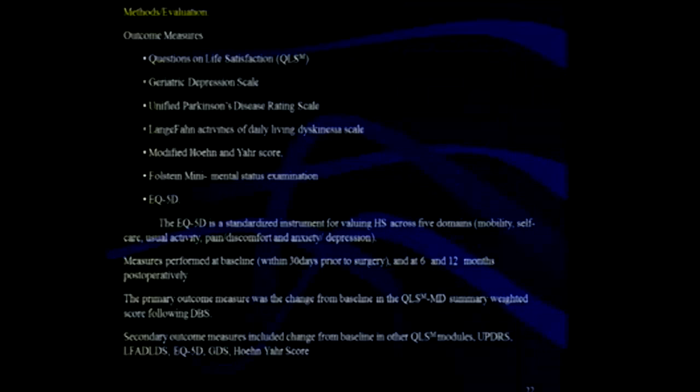And then we did the standard depression scale, UPDRS, dyskinesia scale, and then we also added the EQ5D, which is a generic quality of life scale as well. We looked at them within 30 days prior to their implant, and then at 6 and 12 months. And my primary outcome was change in the movement disorder subscale after DBS.